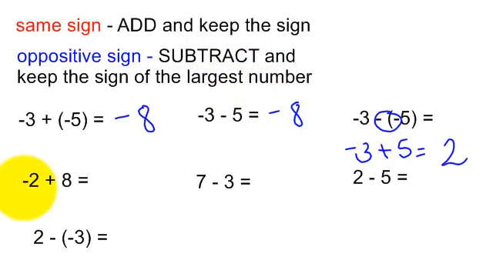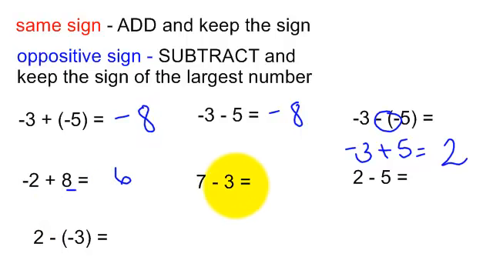Keep going. -2 plus 8. What kind of number is a 2? Look in front of it. It's negative. What kind of number is 8? It's positive. Opposite sign, subtract, and keep the sign of the largest number.